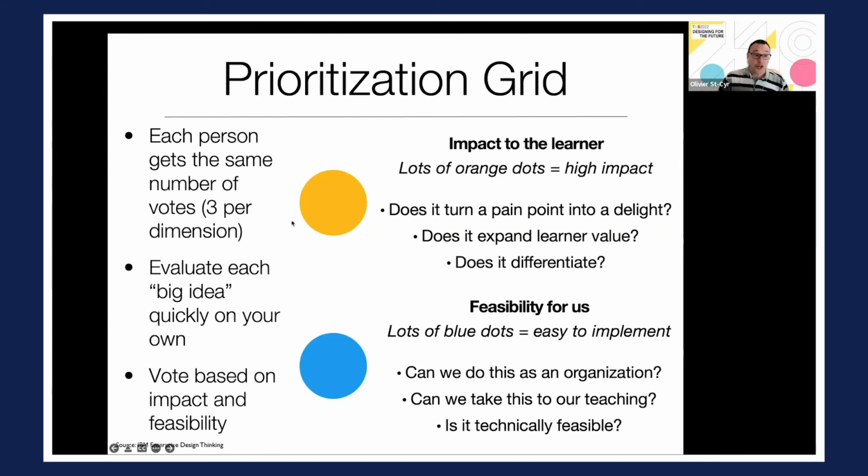And it's dots per dimension. So it's 3 dots for impact, 3 dots for feasibility. So each participant gets 6 dots.